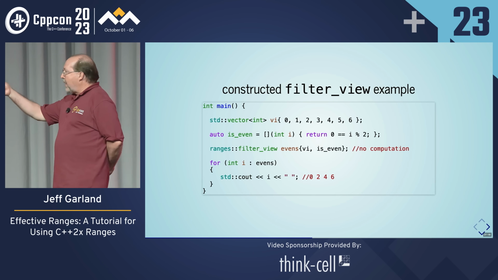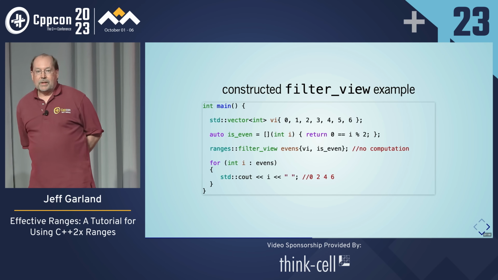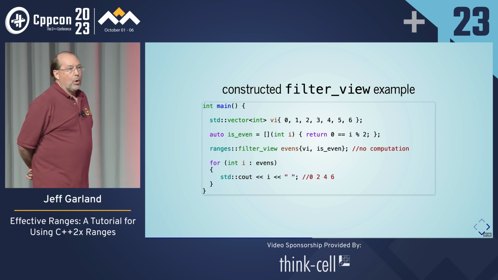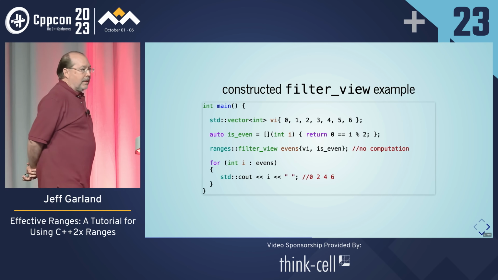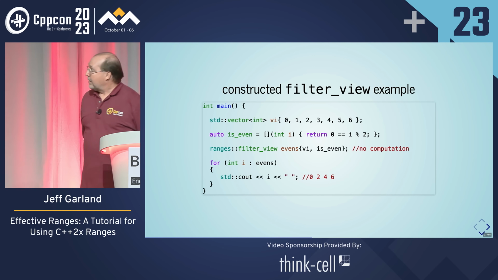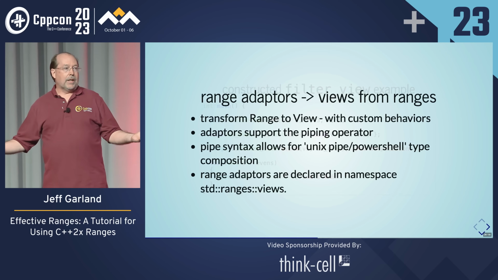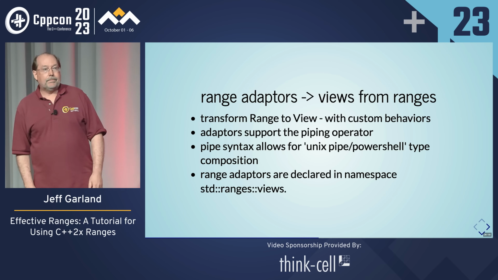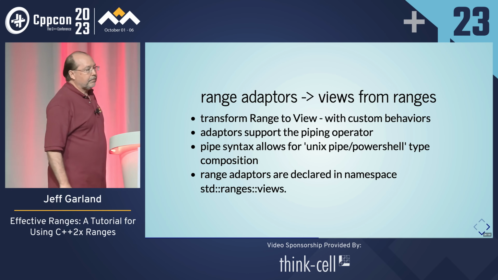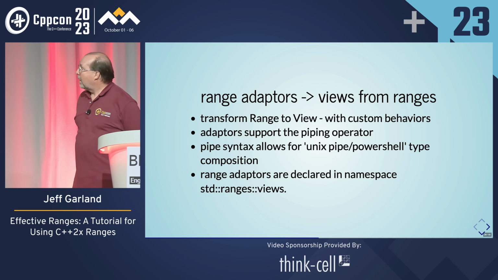So you'll notice this is a range for loop. Once again, I can't be off by 1. I can't make a mistake. If there is nothing that satisfies the predicate, I get an empty range and I do not execute this loop. Okay.